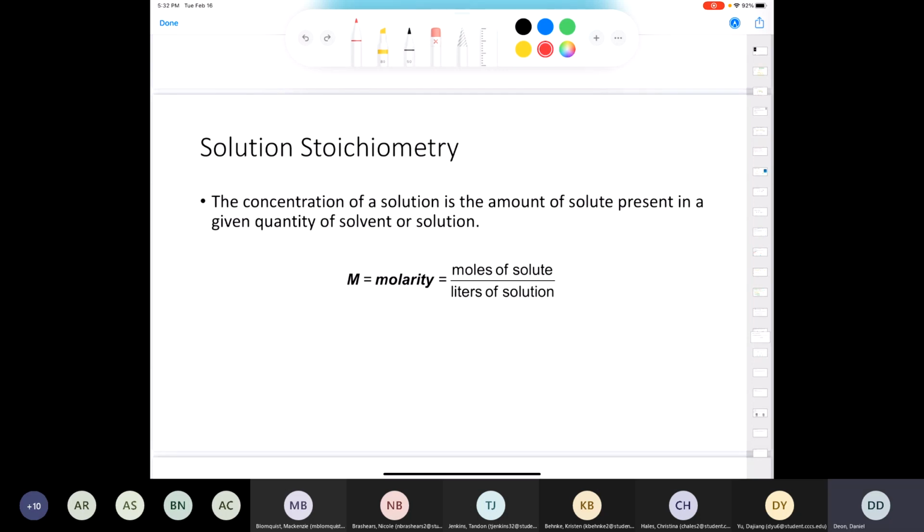Now, solution stoichiometry. It says here the concentration of a solution is the amount of solute present in a given quantity of solvent or solution. Everybody here, you or any friend that you have, is aware of what concentration is.